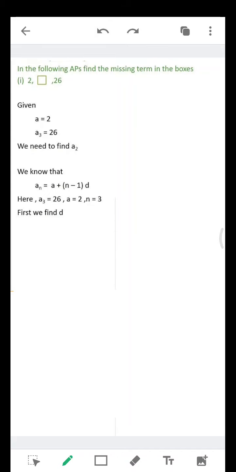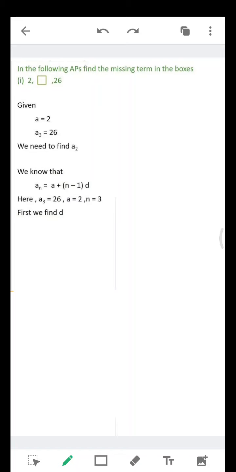Now we'll take the same formula. an equals a plus n minus 1 into d. So what is a3 here? a3 is 26, a is 2 and n is 3, because it is a3. Here n is 3. So from a3 I'll find the value of d. I can find the second term easily if I know the a and d values.